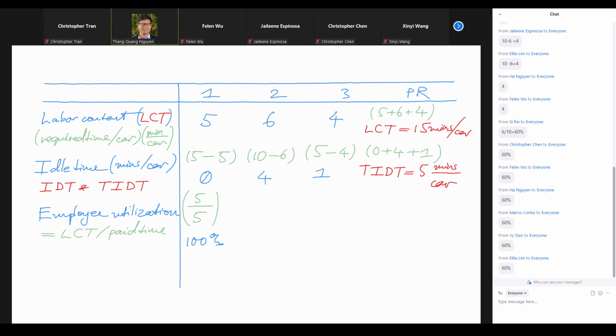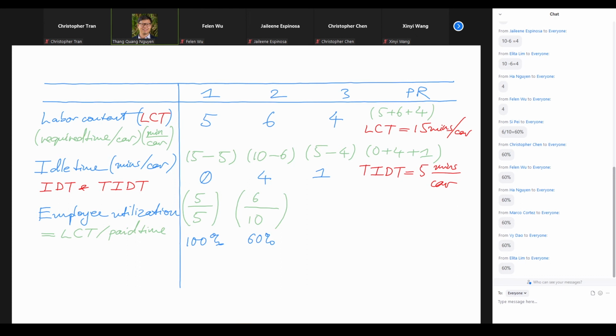So the concept here is we pay the workers to work for 10 minutes, right? 5 per each worker, but then we have 2 workers. So at station 2, in total, we pay them to work for 10 minutes. But by the nature of the second activity, the rinse, it takes only 6 minutes. So we take 6 divided by 10, and we have 60% labor utilization at the second station.